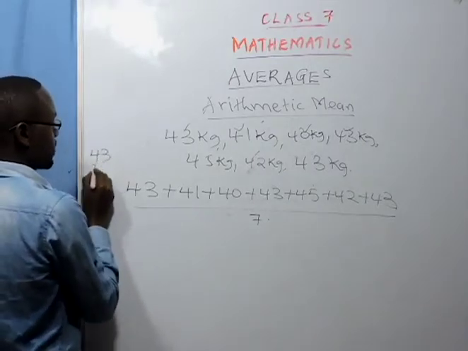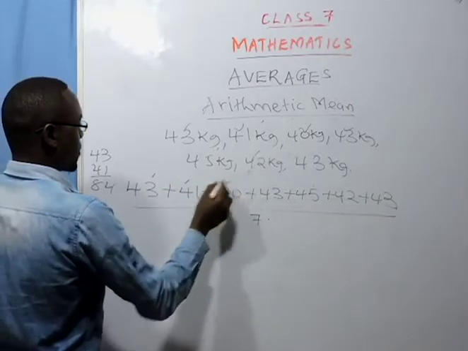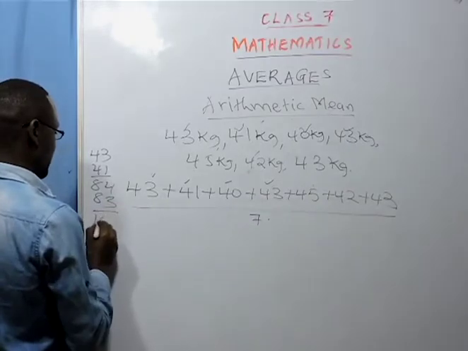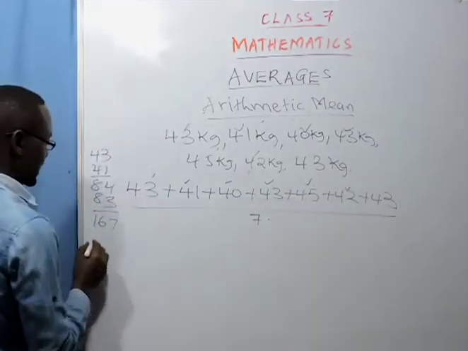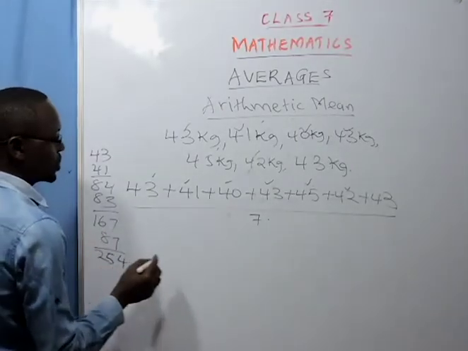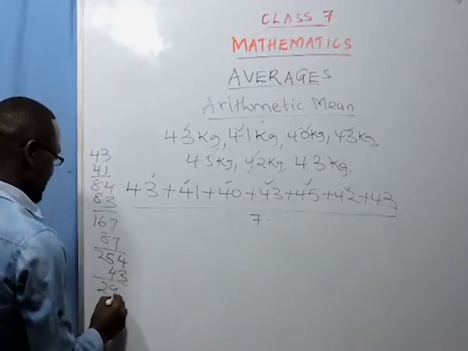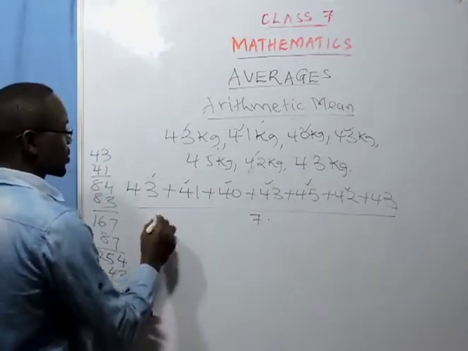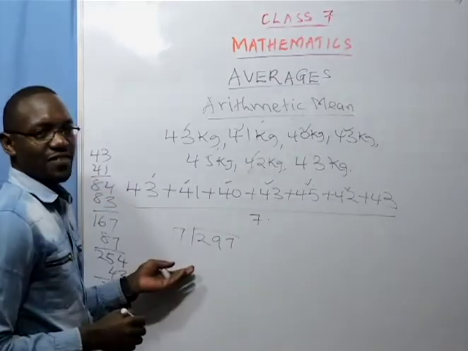This is 43 plus 41, which is 84. 84 plus 83, which is 167. 167 plus 87, this is 254. 254 plus 43, which is 297. So, to get the average, we get the total after adding, we get 297 divided by 7.